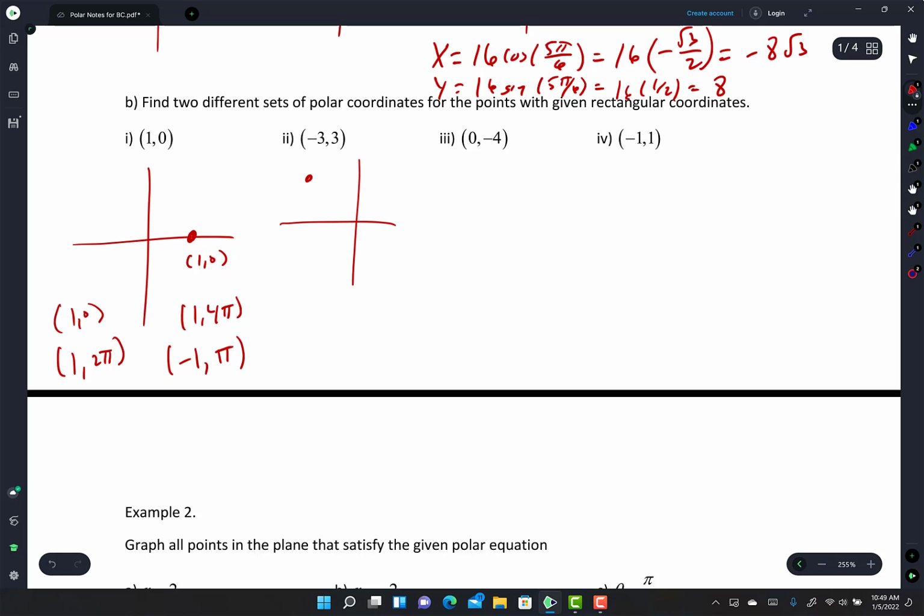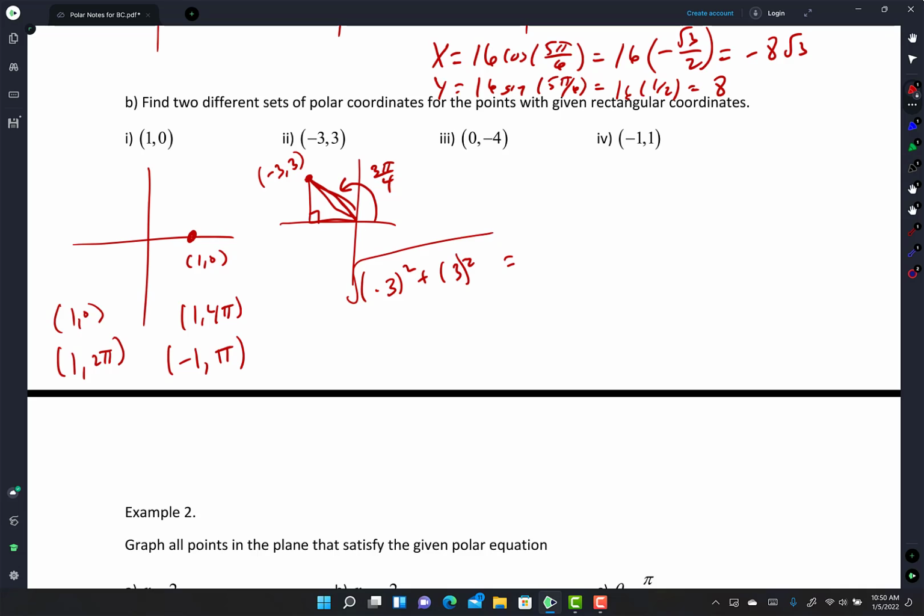Negative 3, 3. It's obvious, I hope you can tell, that this angle here is 3 pi over 4. And you can tell that because the x and y coordinates are the same. So all you need is this radius, and we get that really quick by going negative 3 squared plus 3 squared and the square root of that. So 9 plus 9 is 18, and that's 3 square root of 2.